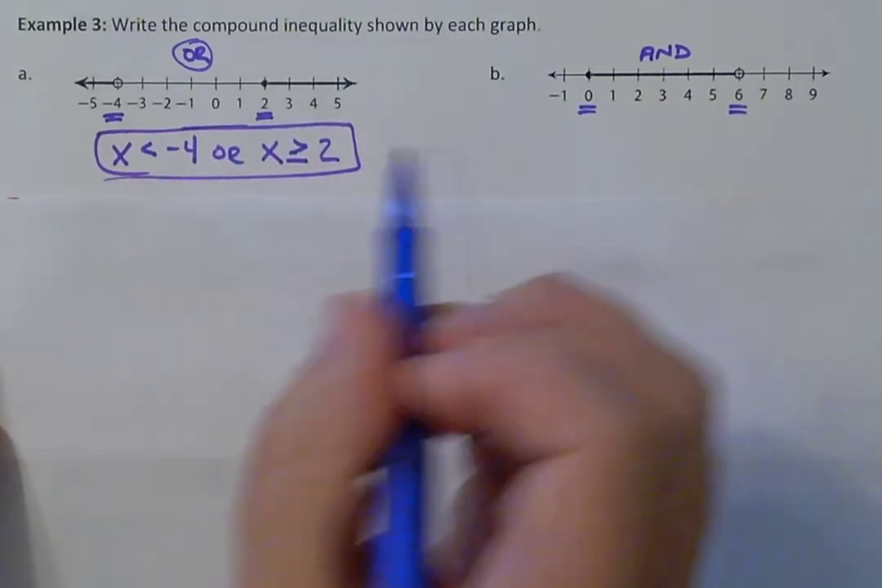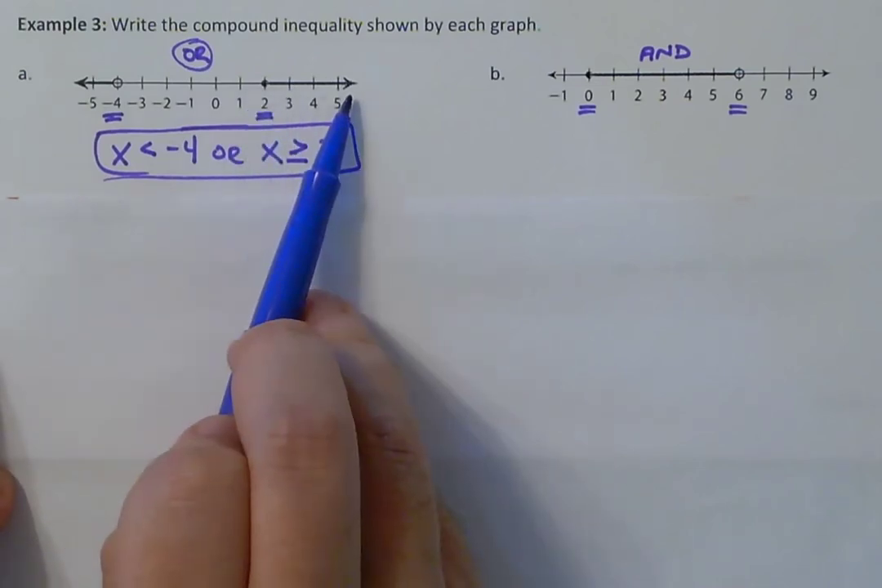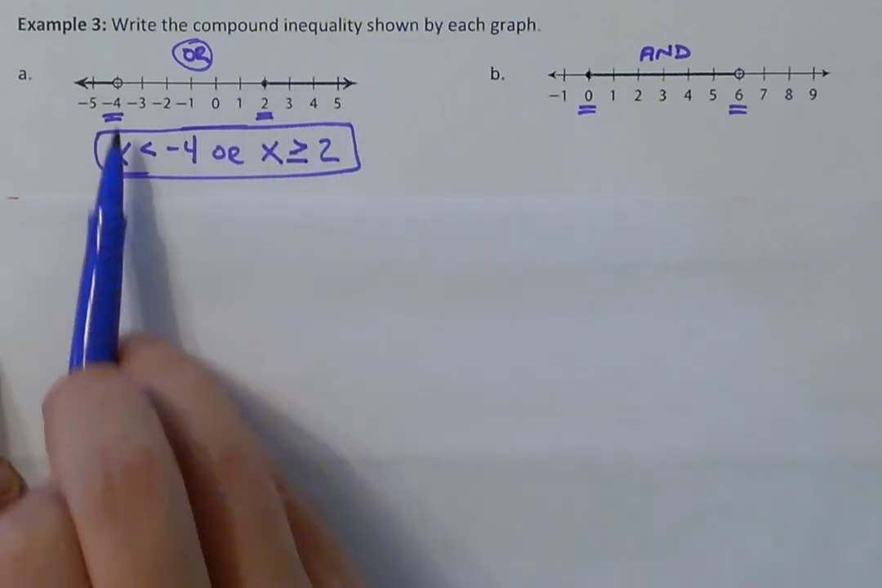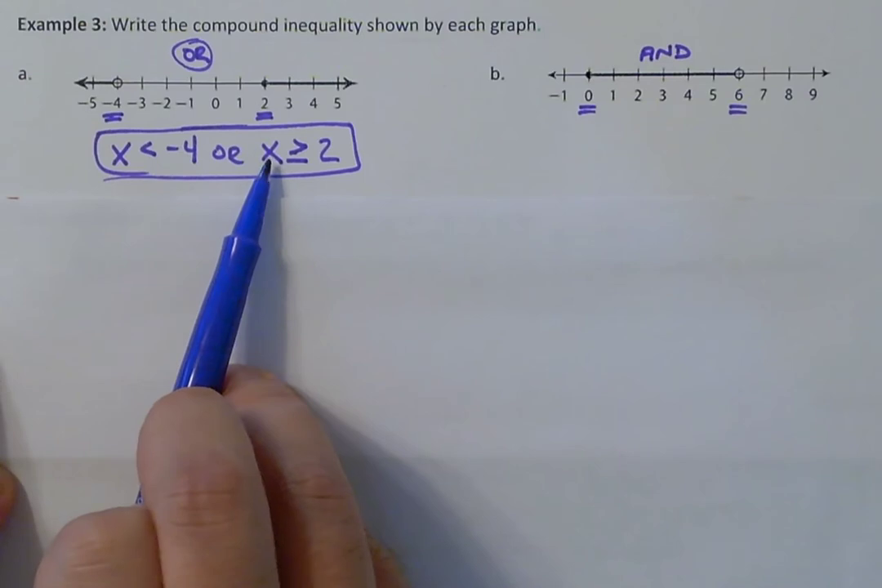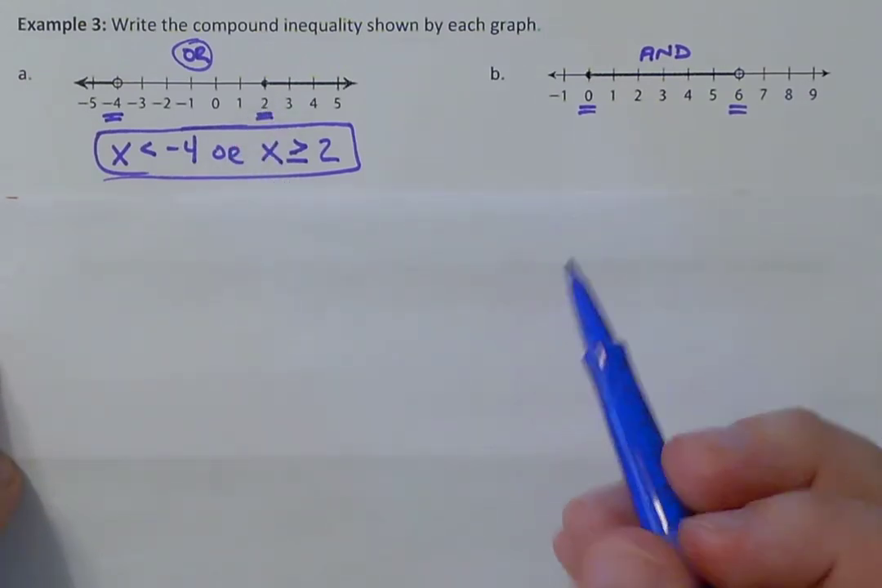So let's double check my components. It's an OR statement, so my arrows need to go in opposite directions, which they do. I need to have an open dot at -4 and a closed dot at 2, and I am all good to go for that.